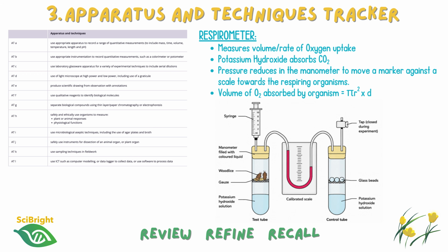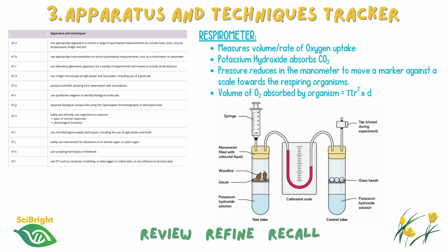And this means that as oxygen is absorbed, the pressure in the tube goes down, and the marker, that is often an air bubble in coloured fluid, will move along the lumen of the glass capillary towards the living organism and the area of lower pressure. There's a tap that can be opened to reset the pressure and the position of the bubble marker.